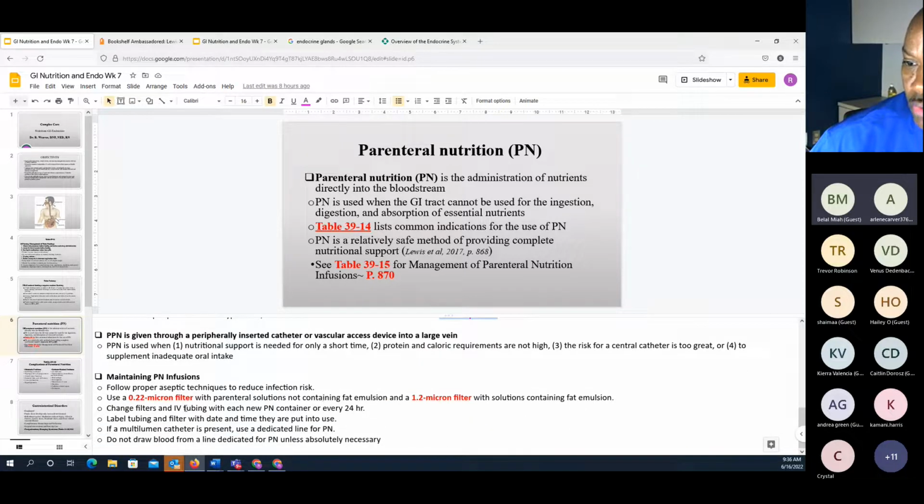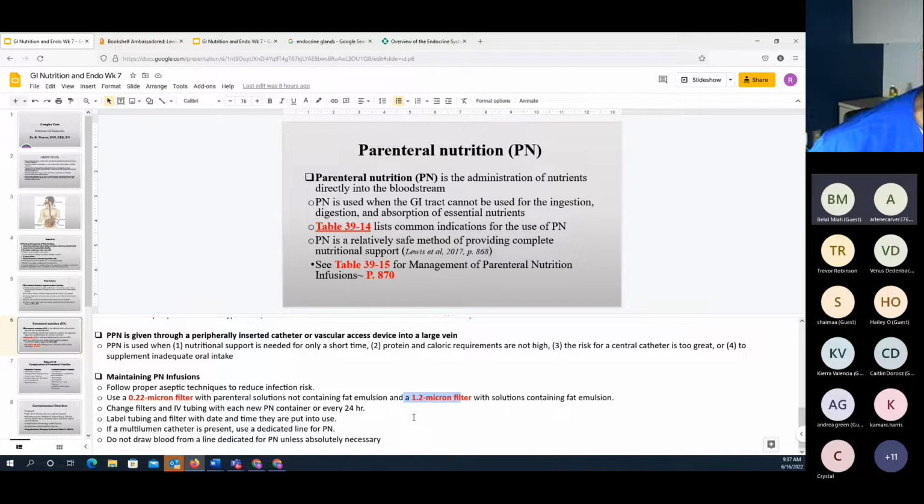Also, right here, it talks about if you hang TPN without lipids, you use this particular micron filter. If you don't have the fat emulsion, or what we call lipids, then you can use this particular filter. Otherwise, you have to use this filter, and that captures those particles that you find in TPN. So keep that in mind too.